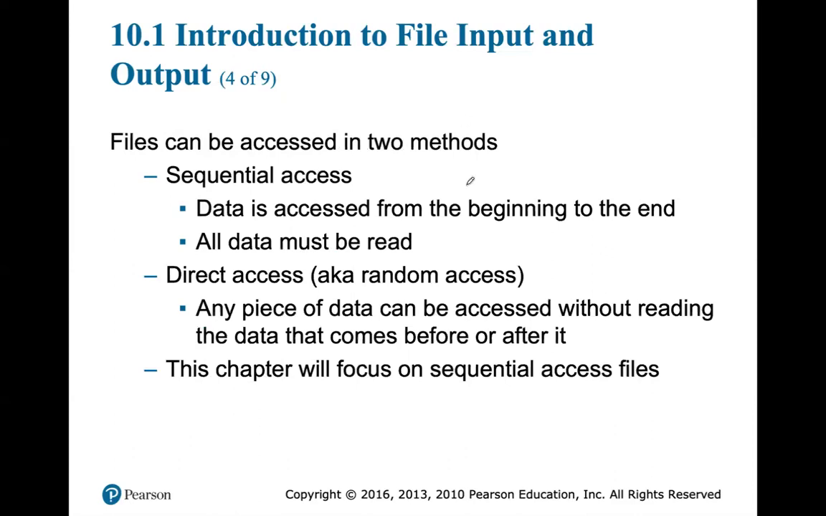Let's see. There are also 2 methods to access your file. The first one is sequential access, and the second one is direct access. And the difference between those is pretty simple. With a sequential access file, you will access all of the contents of the file from the very beginning to the very end. You will not skip any parts. You cannot just pick one element. You have to go through the very beginning of your file all the way up to the end of your file and process all of the elements that are inside of that file.